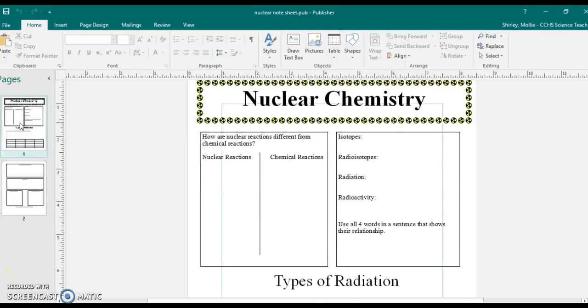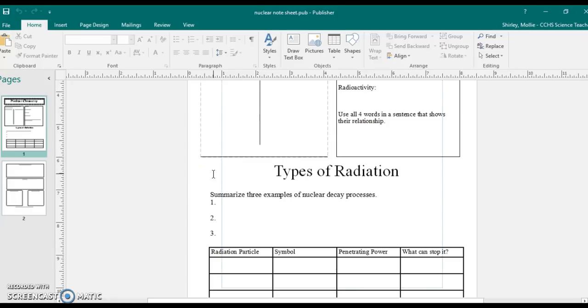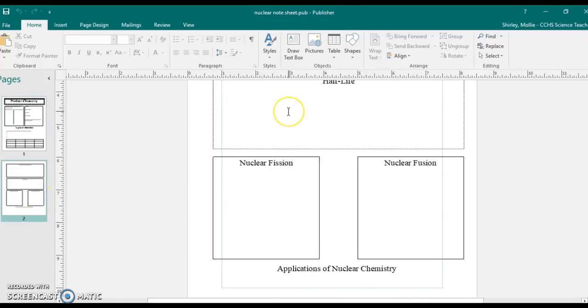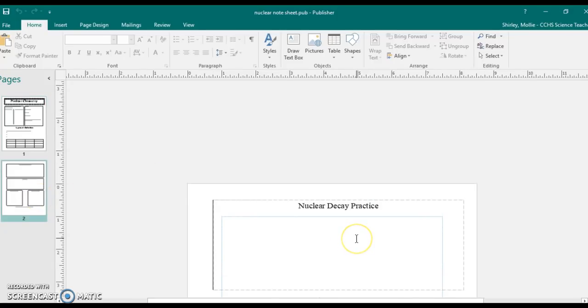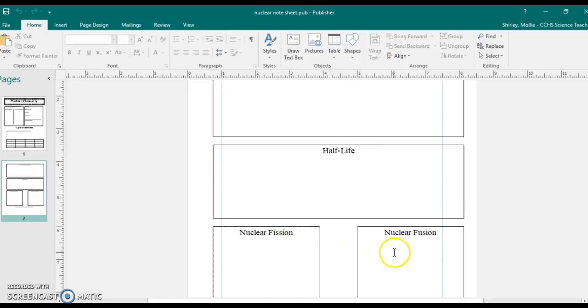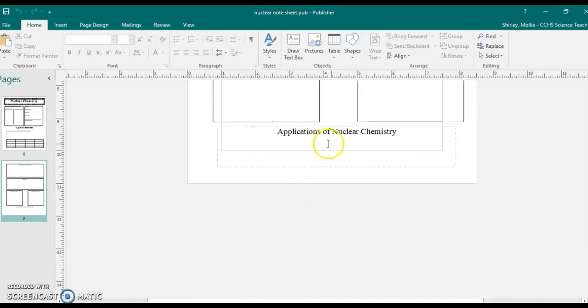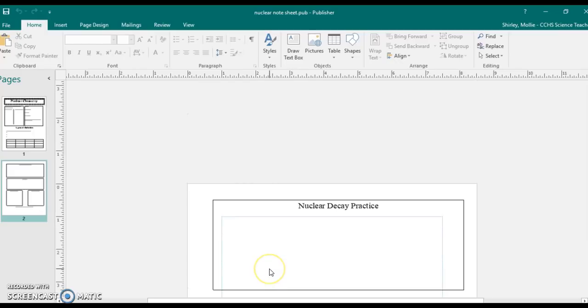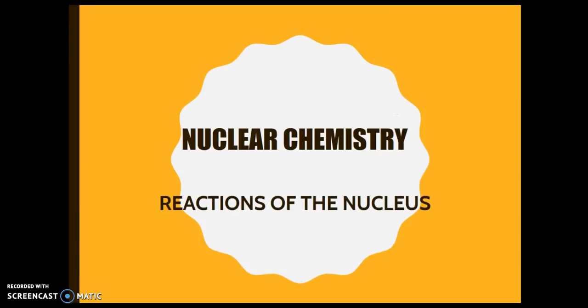We will be going through all of the first page on nuclear chemistry and our types of radiation, and then we'll also cover some nuclear decay practice, the half-life, fission and fusion, and then applications of nuclear chemistry. That'll be on a separate video. So let's go back here to our notes.